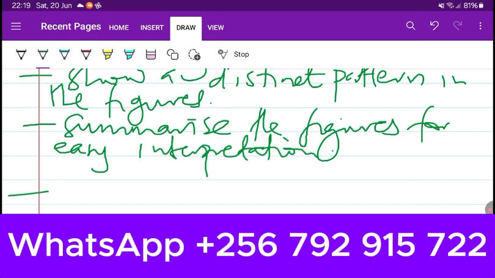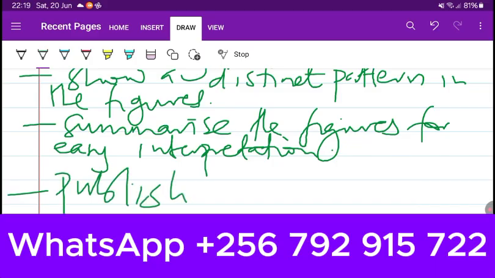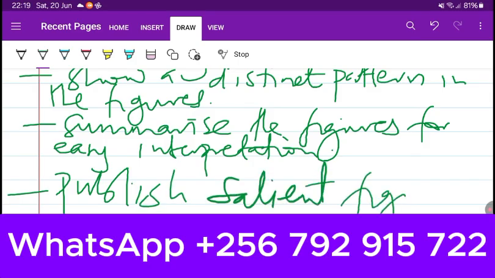Then lastly, we want to publish such figures with other people, which other people may use in the future. We want to present such figures which other people may use in the future.